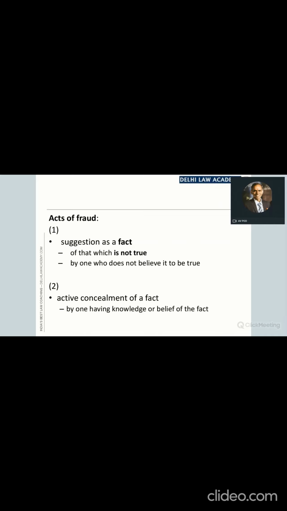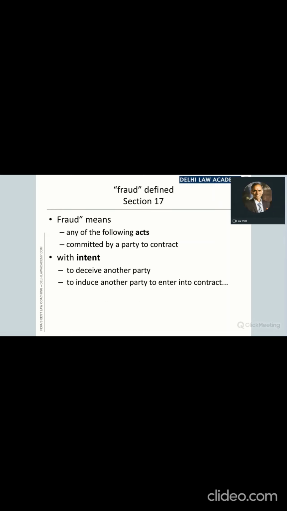So in his own belief that what he is saying is false, and actually also whatever he is saying is false. If both things happen, then that is known as an act of fraud. And if this act of fraud is done with the earlier said intention, that is of deceiving another party or to induce another party to enter into the contract, then we will say that fraud is committed within the meaning of section 17.